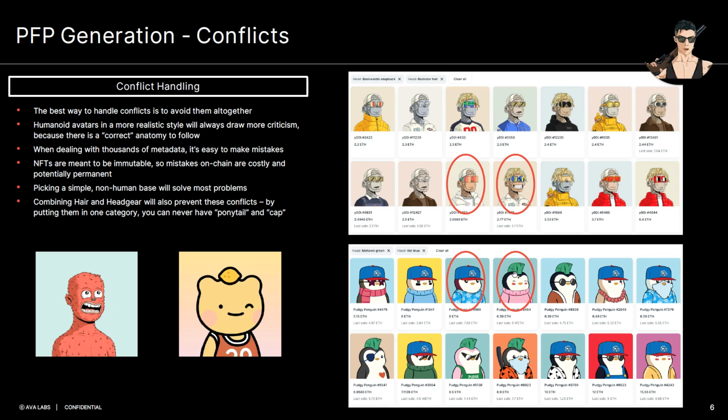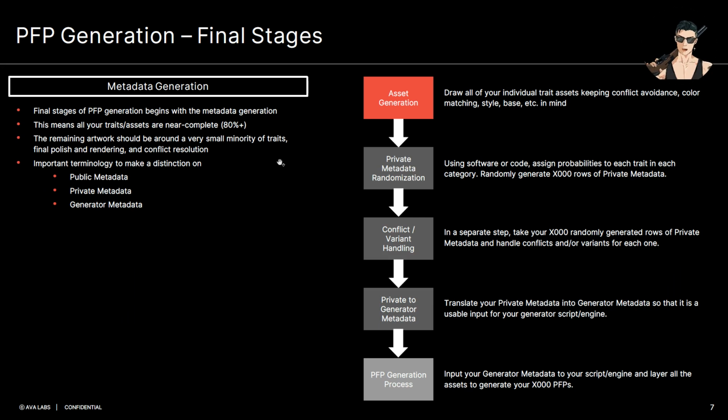Same here with the Pudgy's example on the bottom. You have the green mohawk and the blue hat. The blue hat would conflict with the mohawk, but because they're in the same category, you can only randomly select one of these traits in that category at any given time. So by sticking these kind of problem layers all into the same layer, same category, you can avoid a lot of these conflicts altogether.